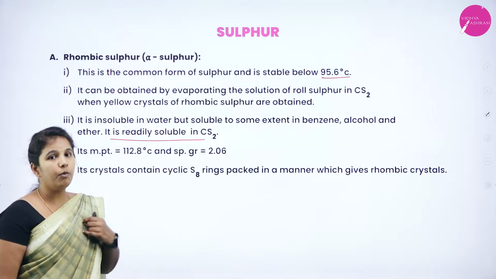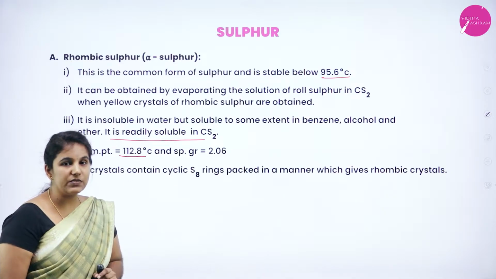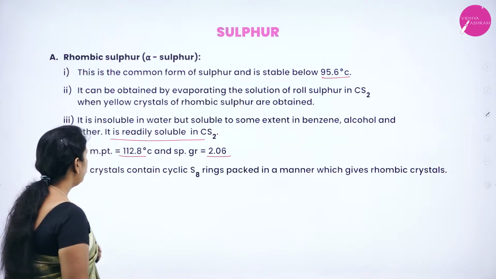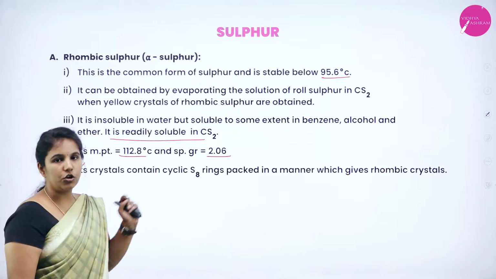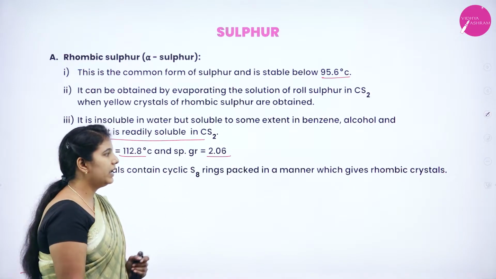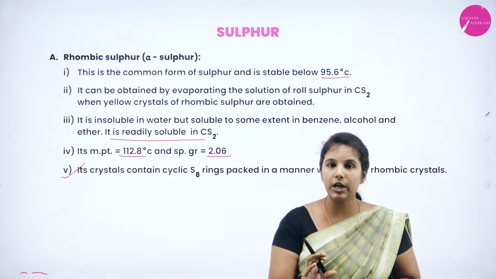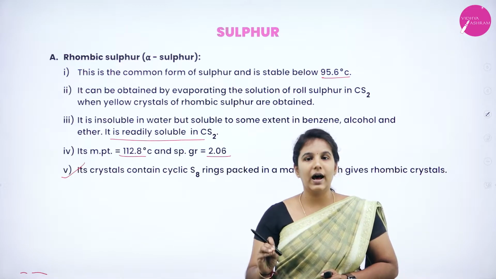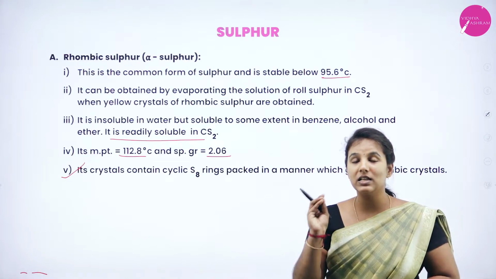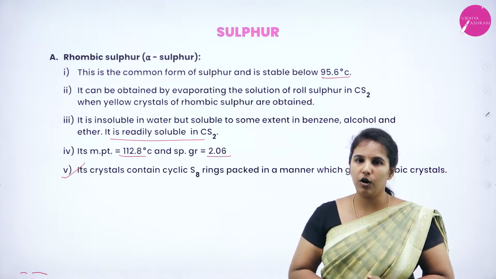It has a melting point of around 112.8 degrees Celsius and a specific gravity of around 2.06. The crystals of rhombic sulfur consist of 8 sulfur atoms in the rhombic structure, which gives rise to the rhombic shape of this alpha form. So how many atoms are there? There are 8 atoms that constitute the rhombic shape of the alpha form of sulfur.